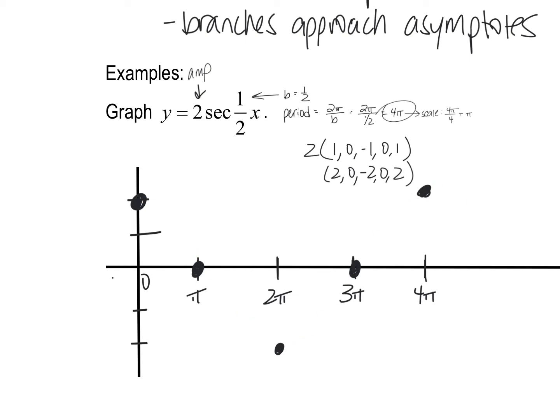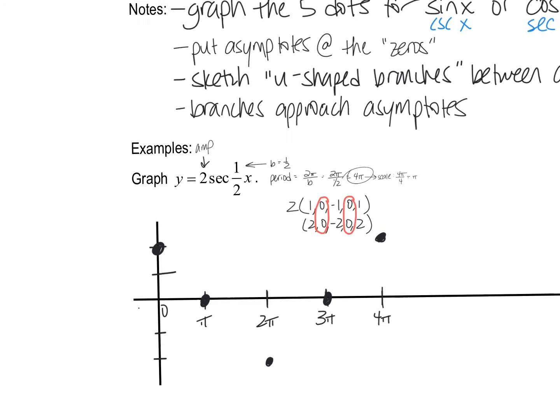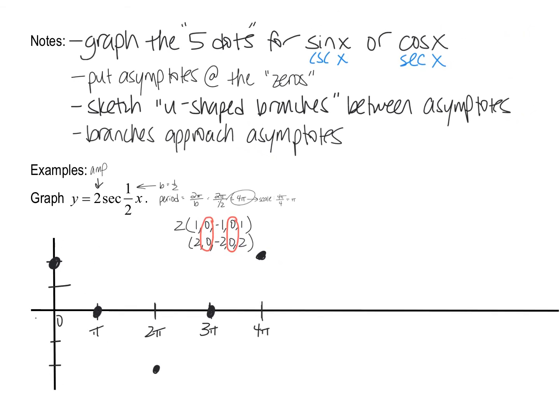In this case, this is a secant graph, so here I have the asymptotes that come into play. So at the zeros is what I made a note about. So my second and my fourth dot, I said put asymptotes at the zeros. That's what this step is. So I graphed the 5 dots. In this case, it was a secant graph, so I did the cosine 5 dots. And that's what is here. And now the second thing is to put asymptotes at the zeros. So my zeros for cosine are the second and fourth dots. So what I'm going to do is draw dotted lines there for my asymptotes. The other one goes here.